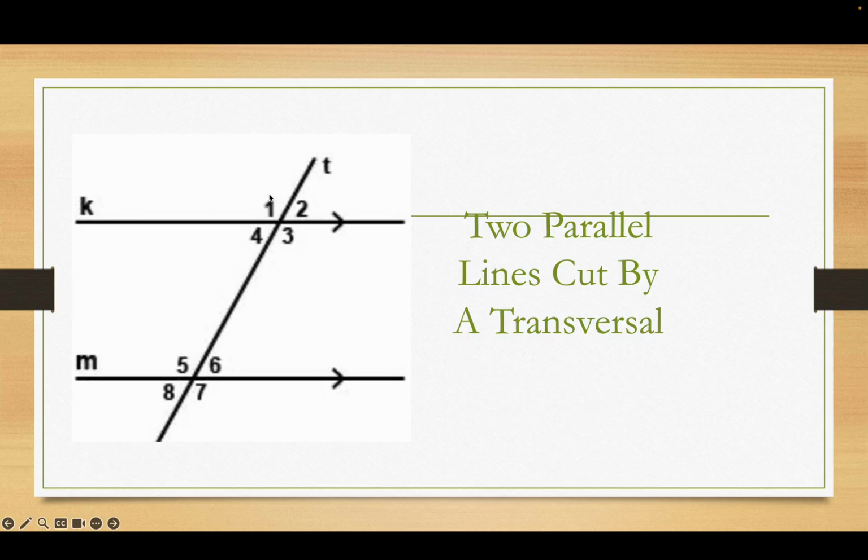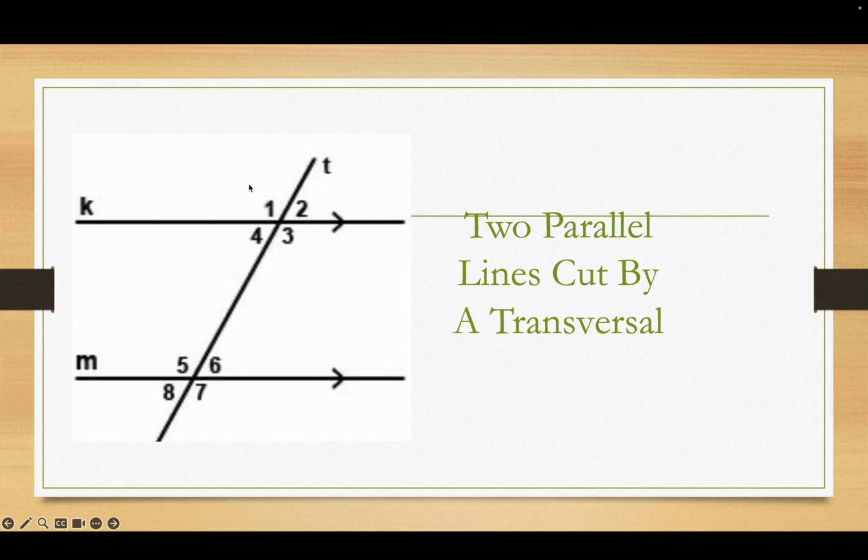The next one is that together 1 and 2 make a straight line. See, half a circle. So 1 and 2 add up to 180. 2 and 3 add up to 180. 3 and 4 add up to 180, and so on. Basically, any two angles that are next to each other add up to 180 degrees. Now, what can you do next?